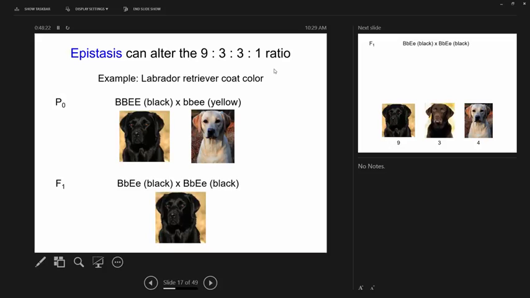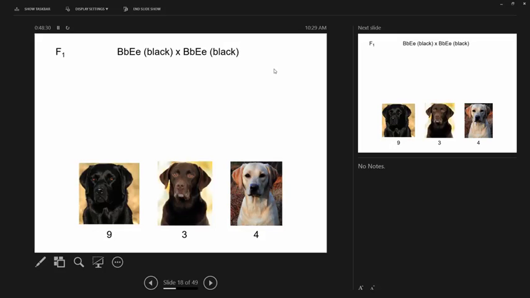However, if you take these guys in the F1 generation and find somebody else's dog somewhere else that had the same cross, so you're not crossing litter mates, which is not a good idea, then in the F2 generation, this guy shows up. So you get 9 black, 3 chocolate, and 4 yellow.